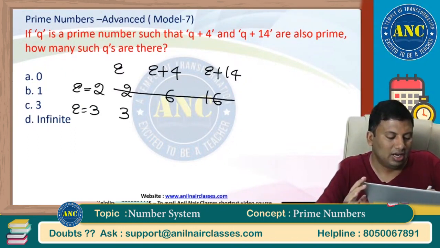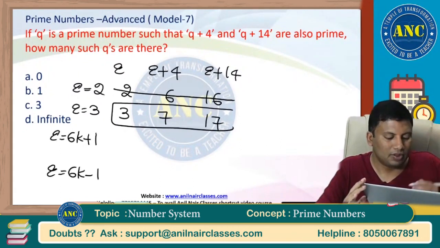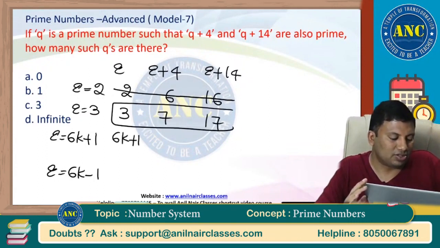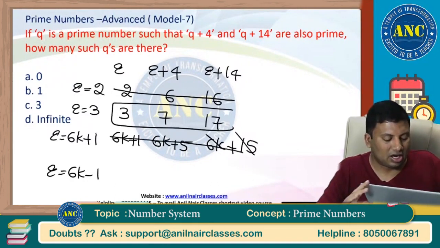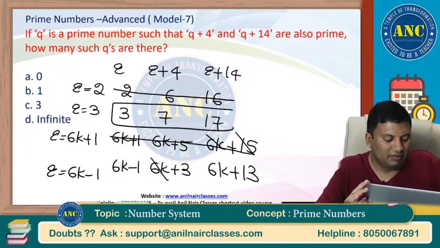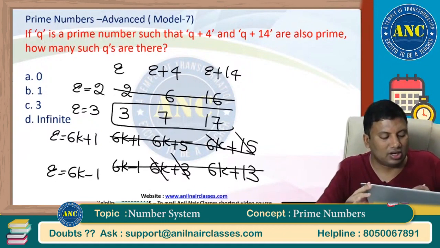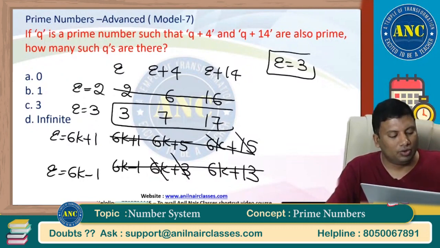Q is 3, 7, 17. It is possible. Any prime number greater than 3 is of the form 6k plus 1 or 6k minus 1. So if you see, 6k plus 1, 6k plus 5 and 6k plus 15 are divisible by 3. This case is not possible. 6k minus 1, 6k plus 3 and 6k plus 13 are divisible by 3. This case is not possible. So how many values can k take? Only one value. Q is equivalent to 3.